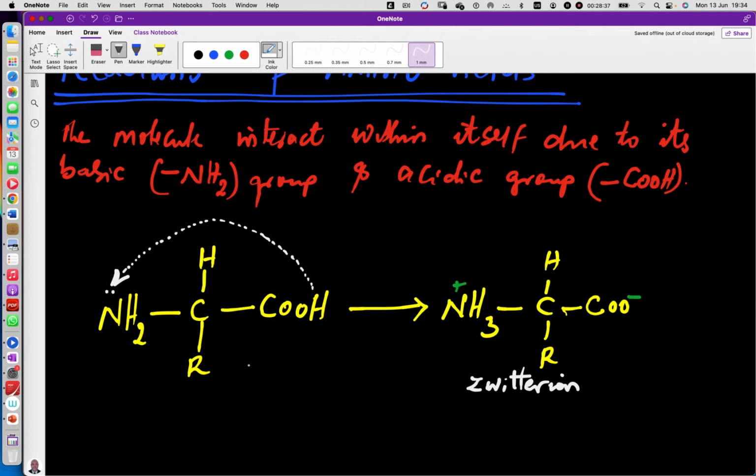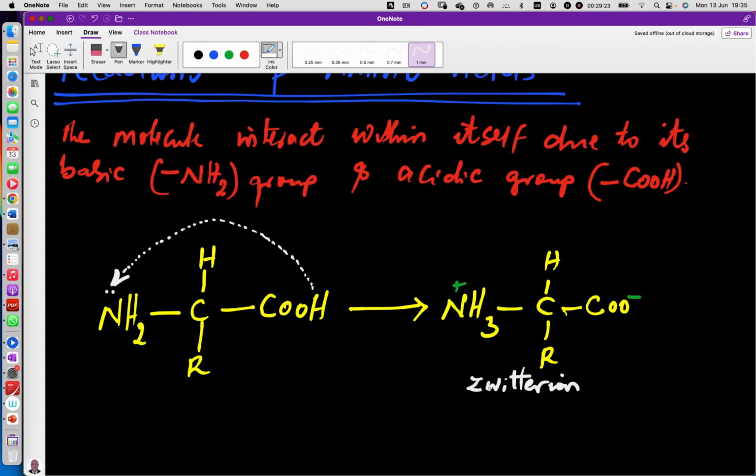You see that the carboxyl group donates a proton to the amino group, and the amino group accepts the proton, and a zwitter ion is formed. The ion is called a zwitter ion because it contains two regions of positive and negative charge. The presence of the zwitter ion means the amino acids are soluble in water.